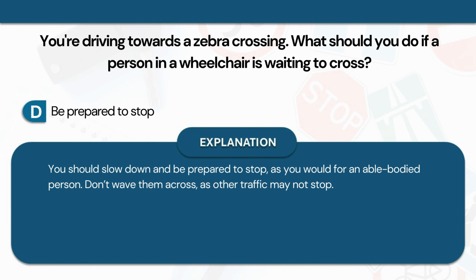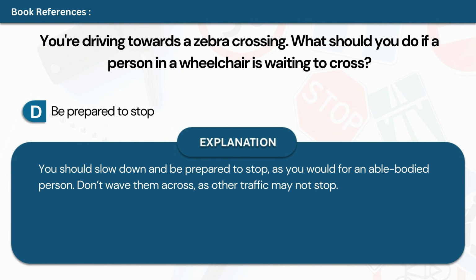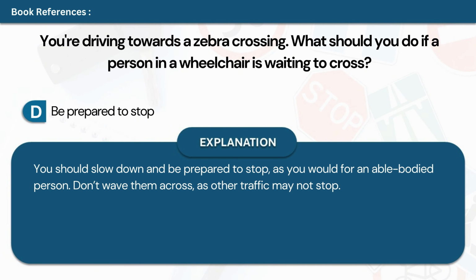You should slow down and be prepared to stop as you would for an able-bodied person. Don't wave them across, as other traffic may not stop.